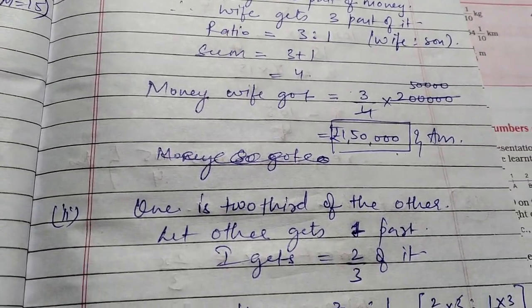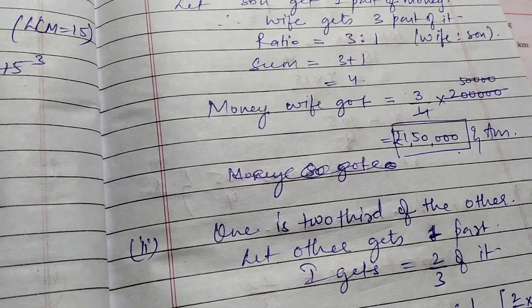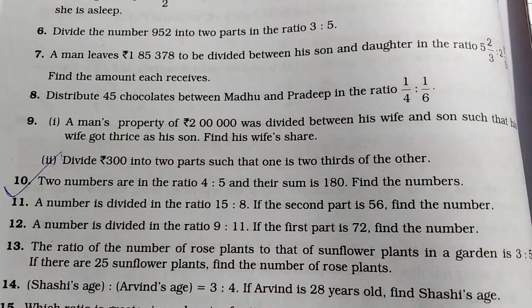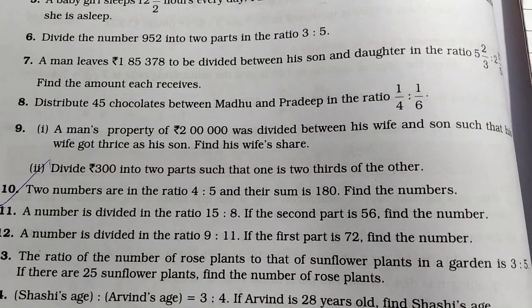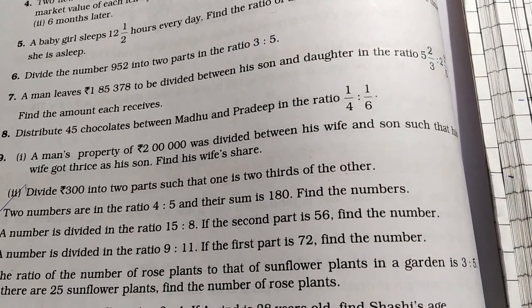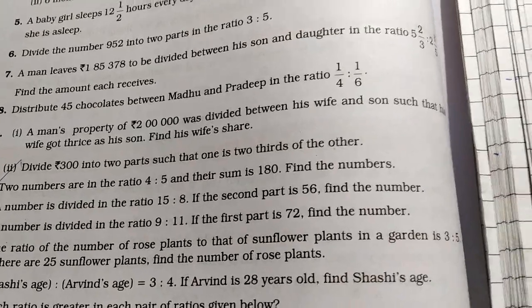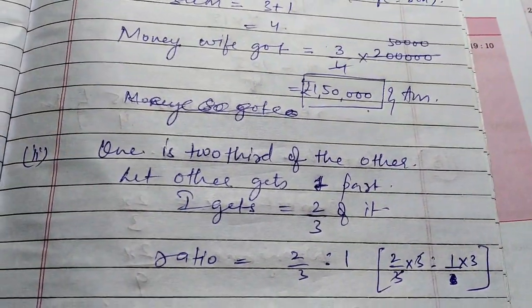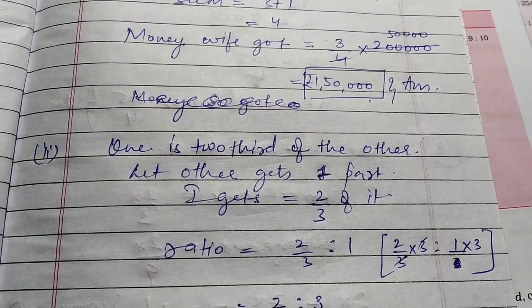Okay. Now the second part, again the ratio is not given. They have given a sentence here. You have to divide rupees 300 into 2 parts such that one is 2/3 of the other. मतलब एक को जितना भी मिला है तो दूसरे को उसका 2/3 मिला है. Again there is no ratio given, so we have to form the ratio. One is 2/3 of the other.